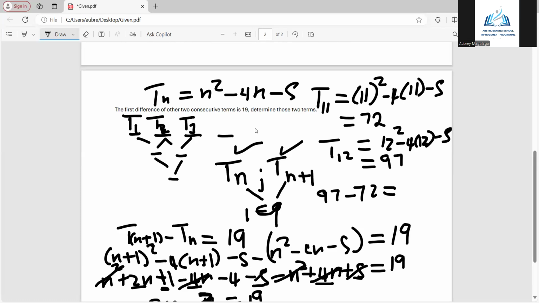So 97 minus 72 is going to be 90 minus 70, which is 20, plus 7 minus 2, which is 25, not 19. The answer is wrong. You just confirm with the calculator. But this is how, guys, we do this question.